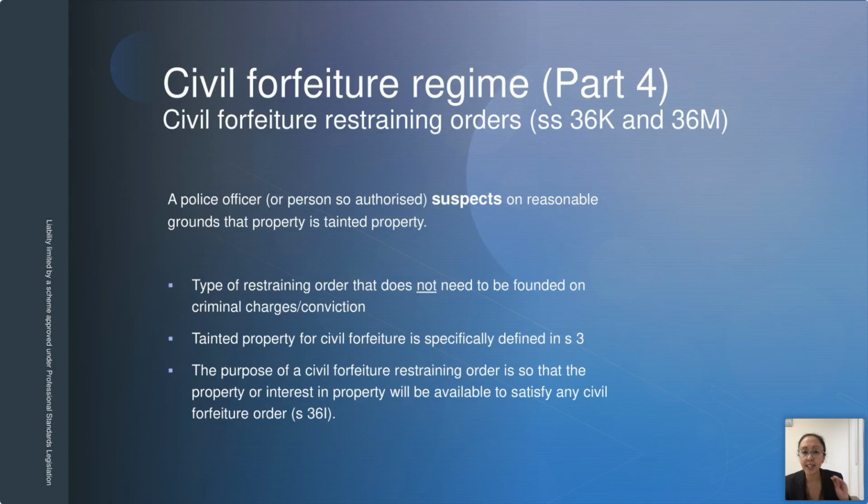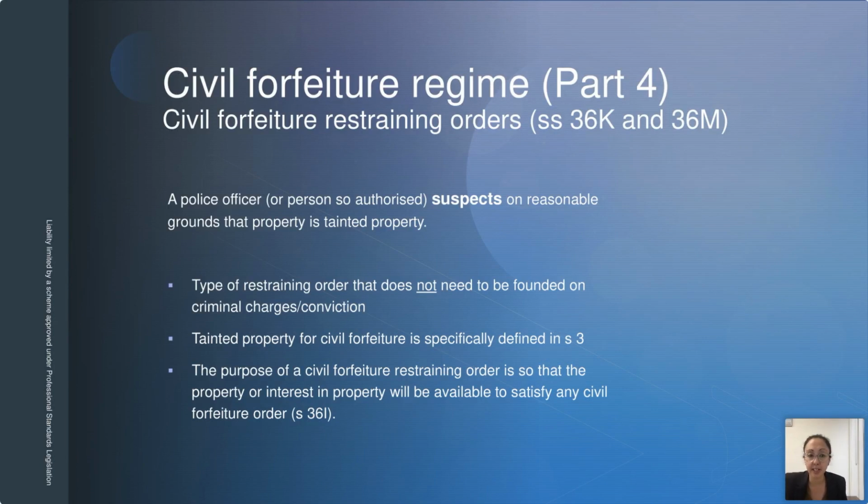It requires a suspicion, being a lower standard of proof, and it's a suspicion in relation to the property itself, that the property itself is tainted property, not whether or not the person has committed a crime, but whether the property is tainted property within the meaning of the Act. And it's defined in Section 3, but I think it's Section 3A, it has a different definition to other types of tainted property.